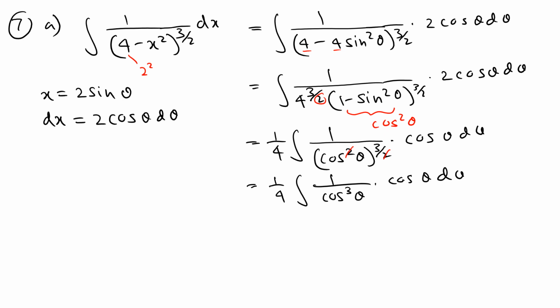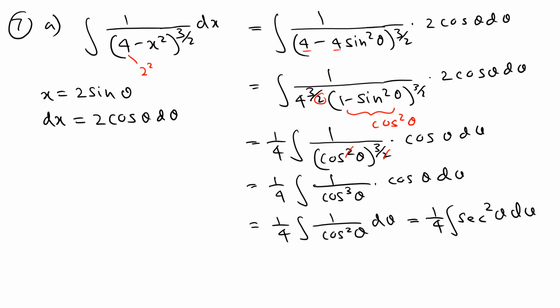So you can see that one of them gets cancelled. So that means you're going to get 1/4 times 1 over cosine squared theta d theta. This is 1 over secant squared theta d theta, and we know that this is an easy one. Secant squared means tangent, so that means 1/4 tan theta plus c. Now we can leave the answer in theta, but because this is a new variable, you have to convert that back into the original variable.